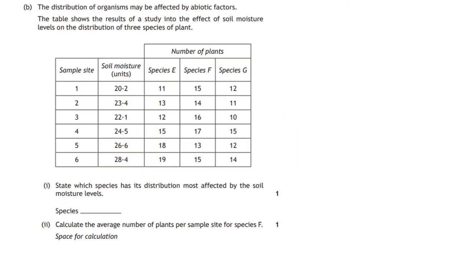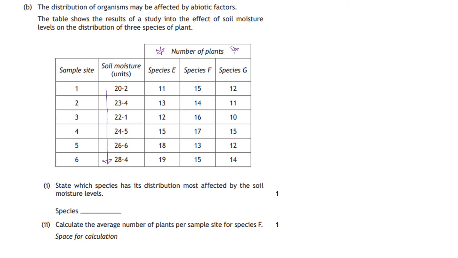So, the distribution of organisms may be affected by abiotic factors. The table shows the results of a study into the effect of soil moisture levels on the distribution of 3 species of plant. So what I've got here is sample sites and I've got soil moisture. Look at what's happening to the soil moisture. The soil moisture is increasing. What I've then got is these number of plants and I've got my different species.